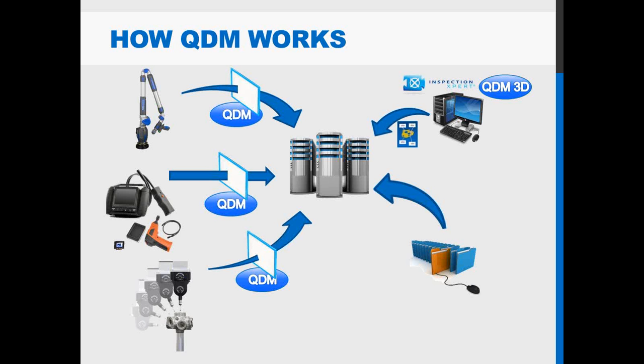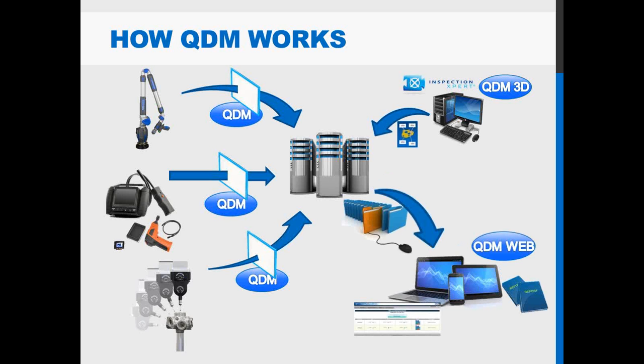So for today's example, we're looking at a specific part, and I need to create a first article inspection report, or a PPAP, for that part. So I'm going to query the database, and it's going to take that selected set of data and the template created in InspectionXpert, and it's going to populate that template to produce my report that I can view then on any mobile device or any of my desktop computers, regardless of where I am in the world, as long as I have access to a secure web browser.